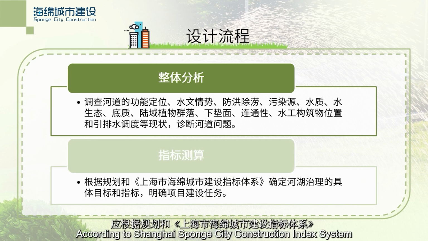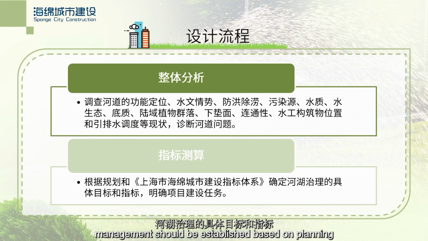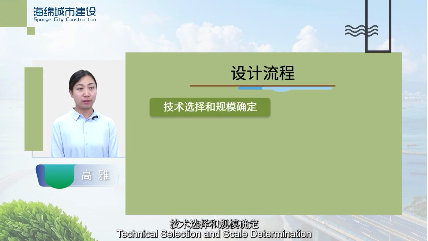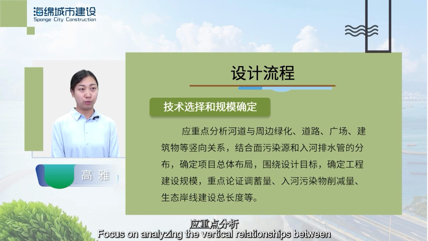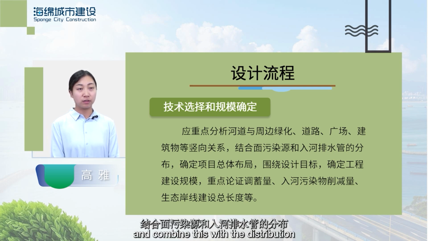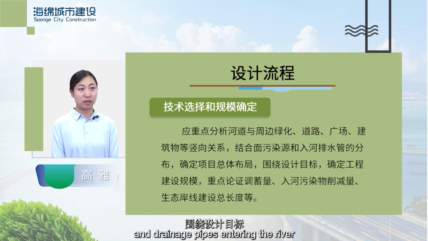Index calculation: according to the Shanghai Sponge City Construction Index, system-specific goals and indicators for river and lake management should be established based on planning, clarifying project construction tasks, technical selection and scale determination. Focus on analyzing the vertical relationships between rivers and surrounding greening, roads, squares, and buildings, and combine this with the distribution of non-point pollution sources and drainage pipes entering the river.